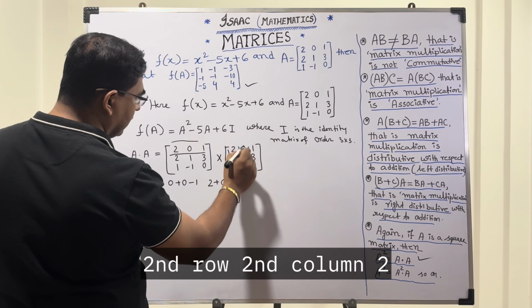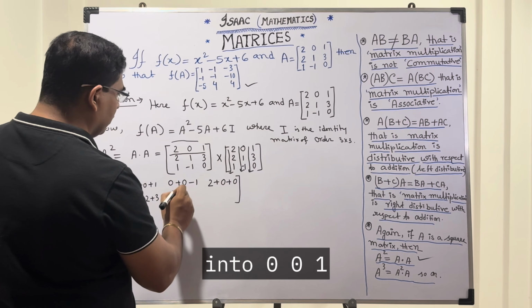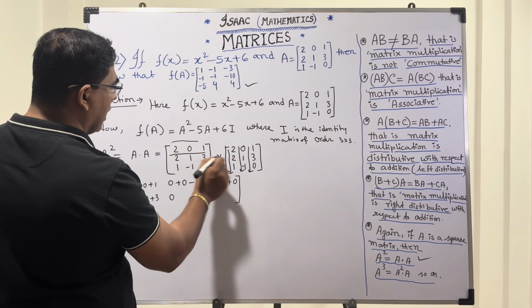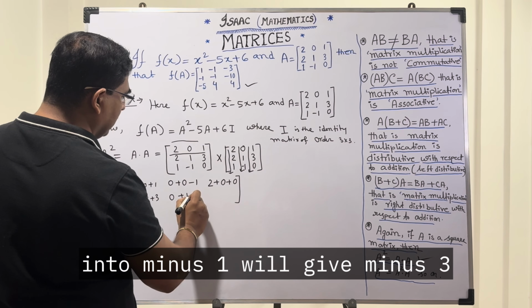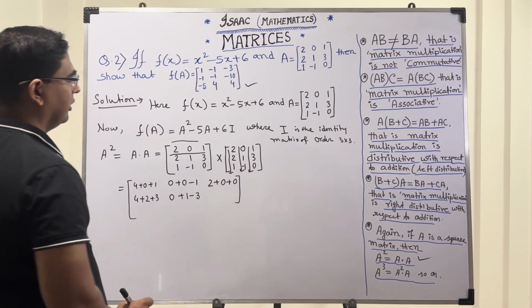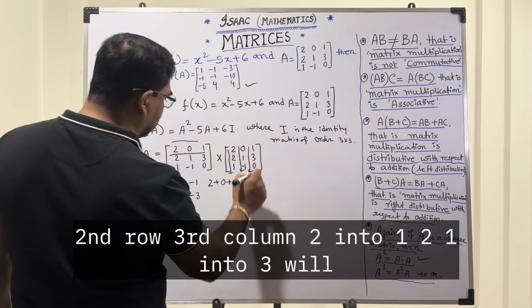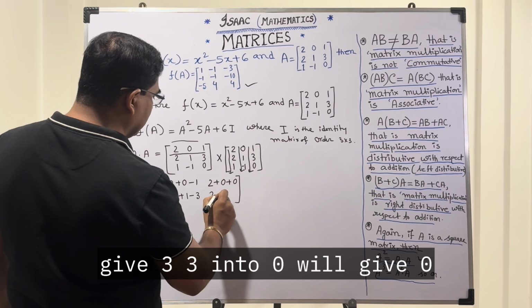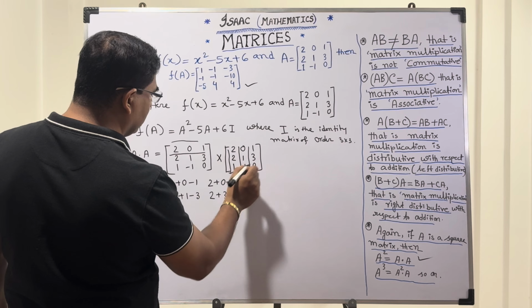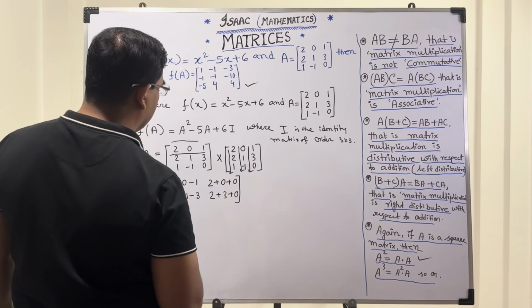Second row, second column: 2 into 0, 0. 1 into 1 will give 1. 3 into minus 1 will give minus 3. Second row, third column: 2 into 1, 2. 1 into 3 will give 3. 3 into 0 will give 0.